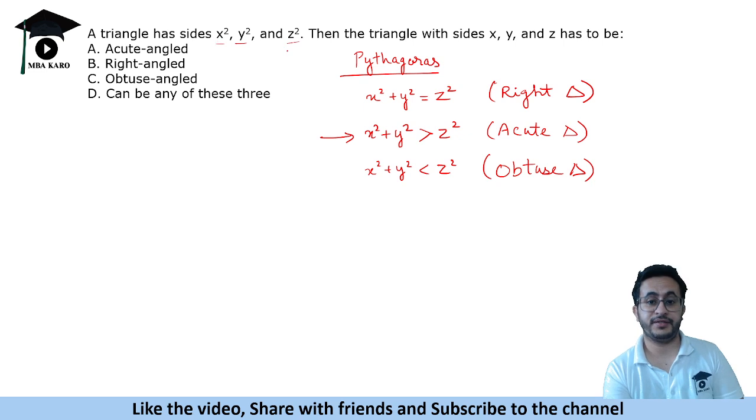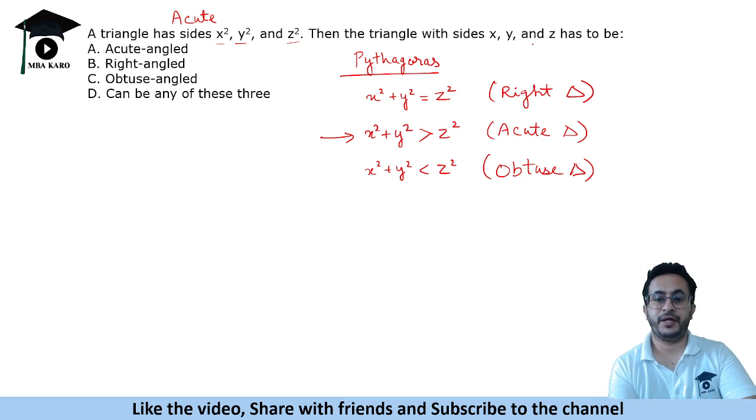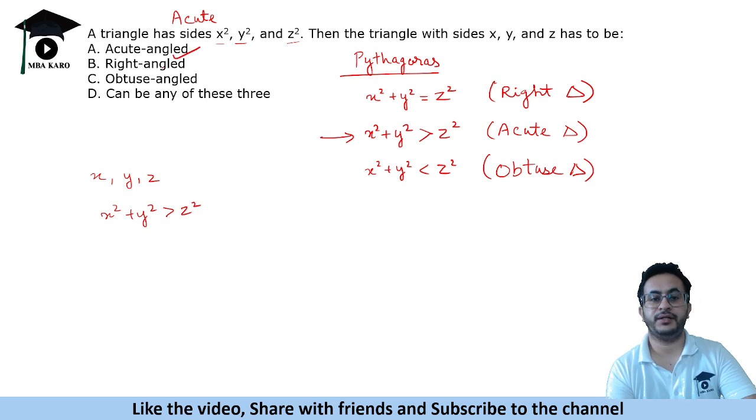Now these are the three sides given to us. So this means that for x square, y square, z square, this triangle is acute. Okay, so x square plus y square is greater than z square. Now we need to tell what happens to x and y, right? So this will be an acute angle triangle because we know this property has to follow. So suppose the side lengths are x, y, z, and we apply Pythagoras theorem, so we will get this result. Hence the triangle is an acute angle triangle.